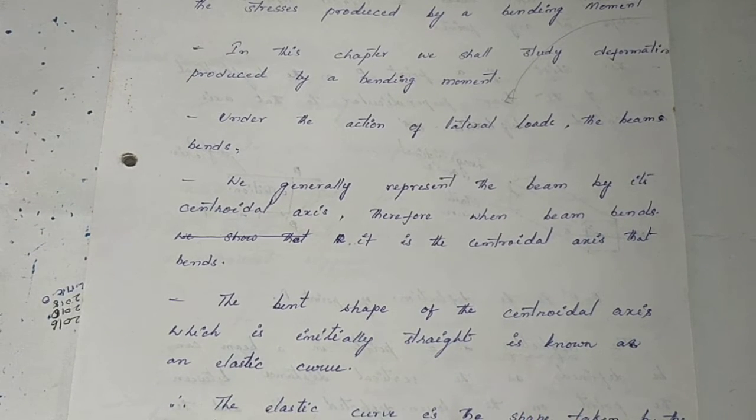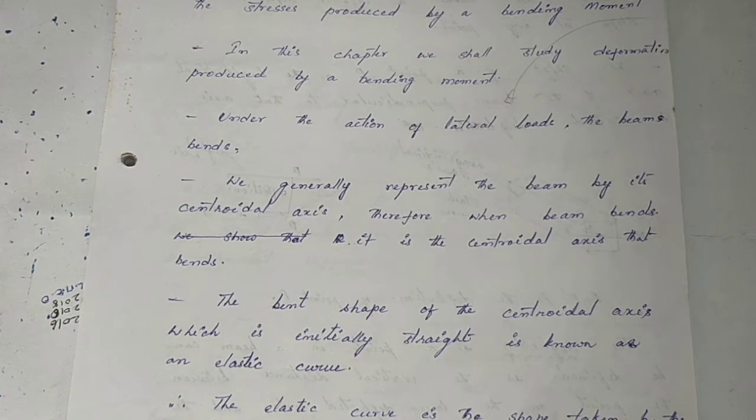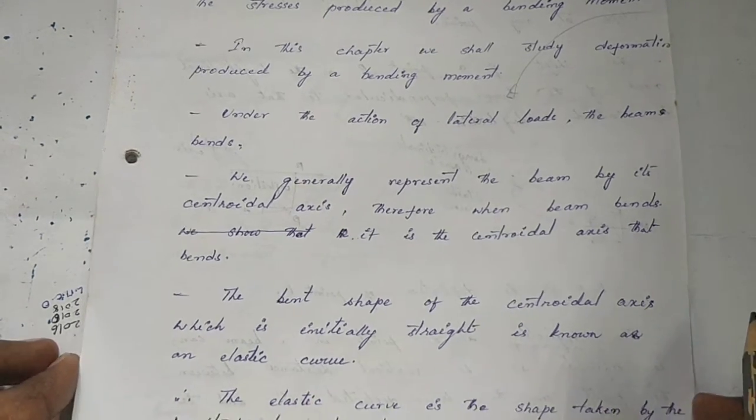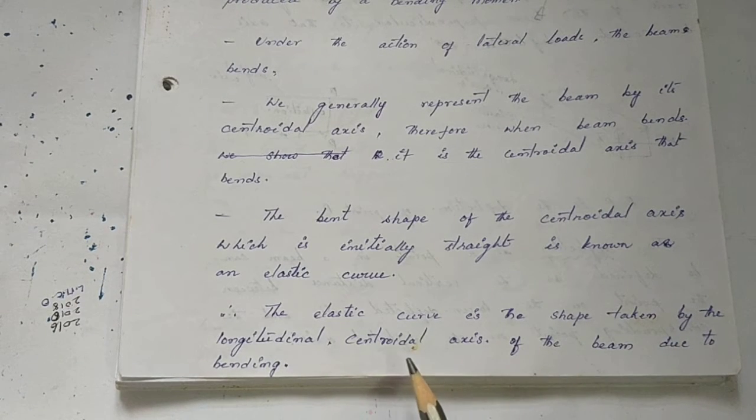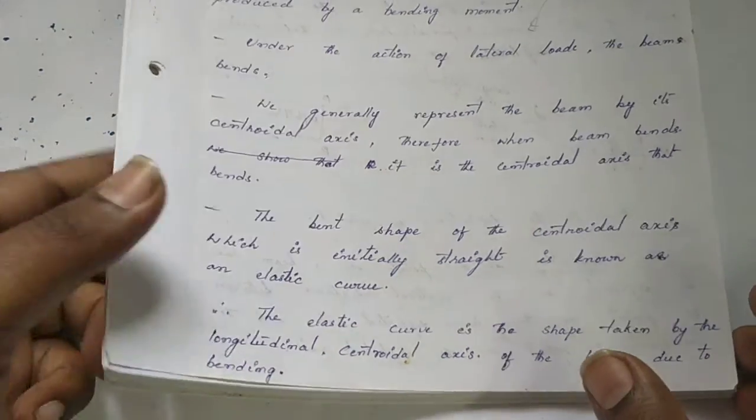Due to the application of force, what happened? The initial straight length is converted into some curvature. Due to this curvature, the deformation is formed. You have to measure the deflection at any point of the curve. The elastic curve is the shape taken by the longitudinal centroidal axis of the beam due to the bending.